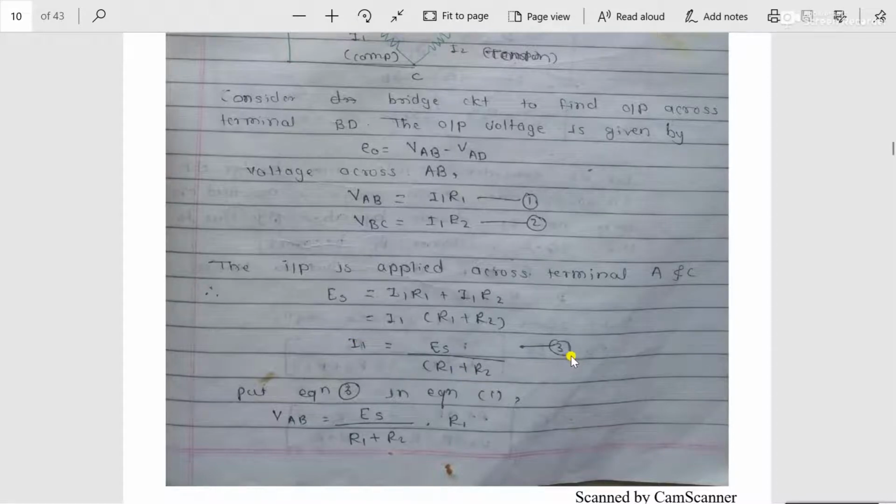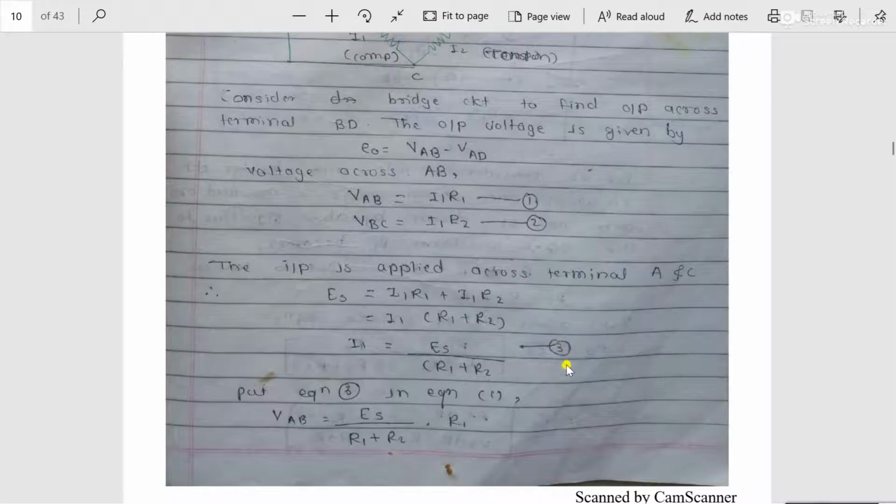So this is the equation number 3, and whatever the equation 3 I have calculated, that equation I have to put in the equation number 1. So what is your equation number 1? That is V of AB is equal to I1 R1. So I1 value already we have calculated, which is represented by the equation number 3.